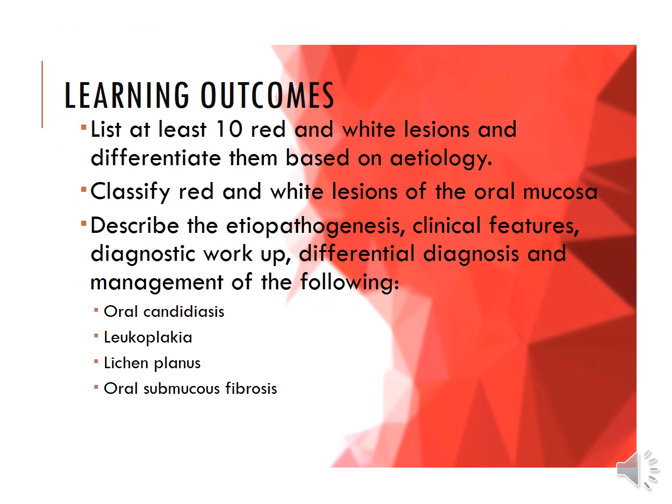The learning outcomes will be, okay, so let's go through the learning outcomes. The learning outcomes are: list at least 10 red and white lesions and differentiate them based on etiology, classify them, and describe etiopathogenesis, clinical features, diagnostic workup, differential diagnosis and management of oral candidiasis, leukoplakia, lichen planus, oral submucous fibrosis. Now I've just listed a very few of them here, but there are a lot more lesions that we will be looking at. But these four we will be looking at in detail.